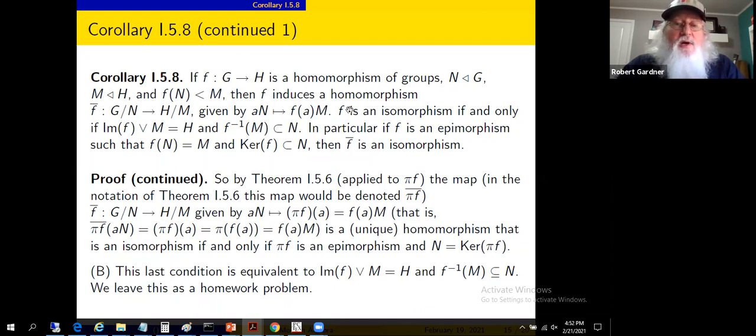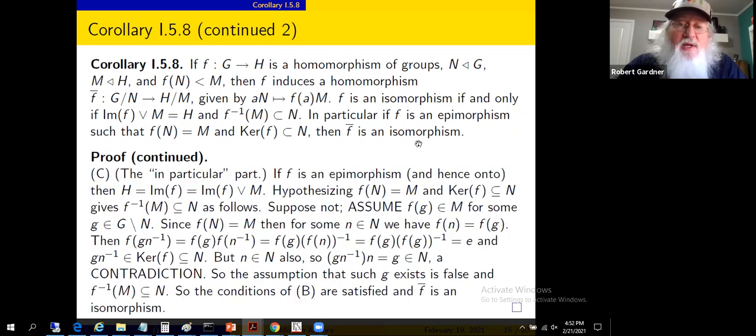So that takes care of the first claim. Theorem 1.5.6 does the heavy lifting for that. The claim about an isomorphism in terms of joins, we leave as an exercise. Now we need to deal with the "in particular" part.